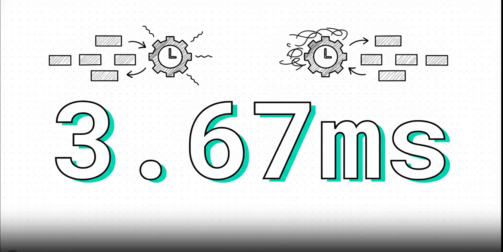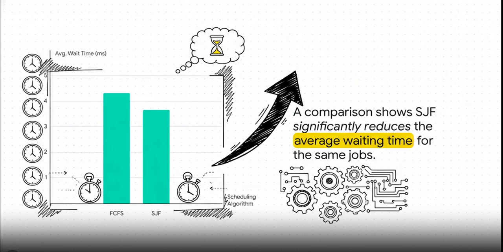And just by making that one simple change, just by reordering the jobs, look what happens. The average waiting time plummets from 4.33 all the way down to 3.67 milliseconds. That's a huge improvement. We literally made the entire system more efficient just by being a little strategic. I mean, just look at that side by side. The difference is crystal clear. We've shaved off a ton of wasted waiting time.